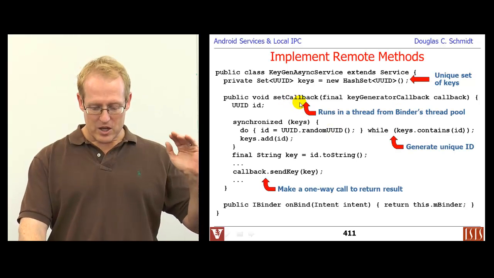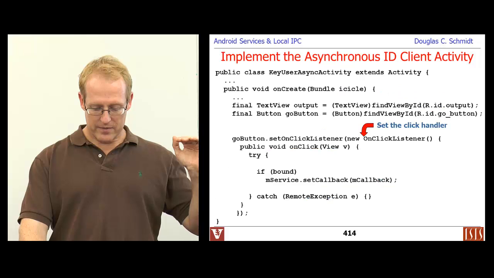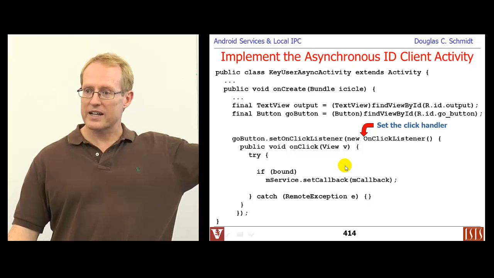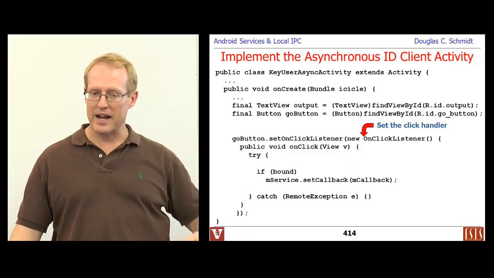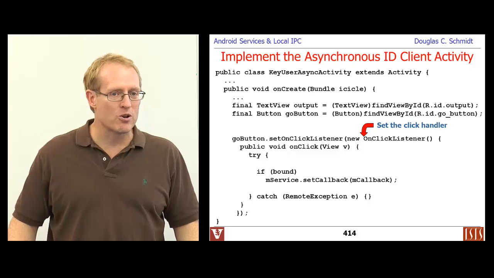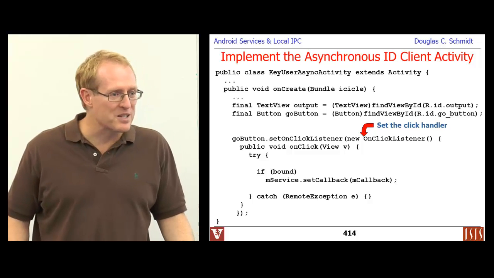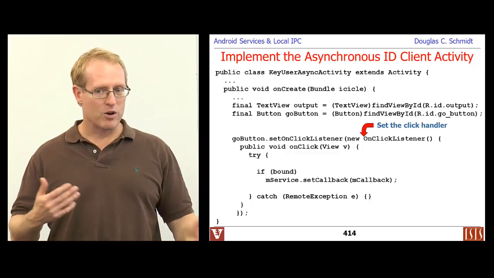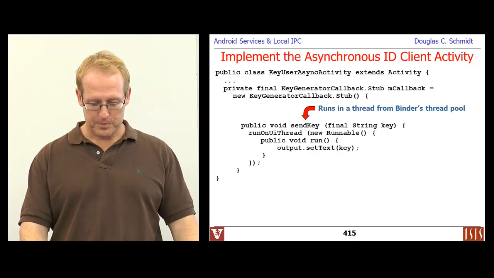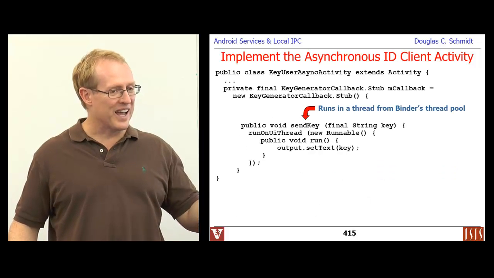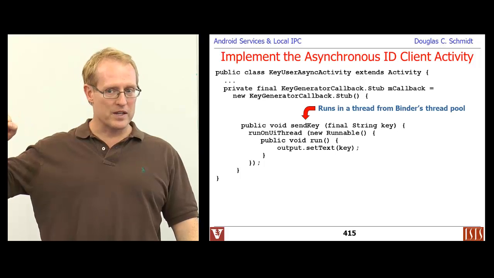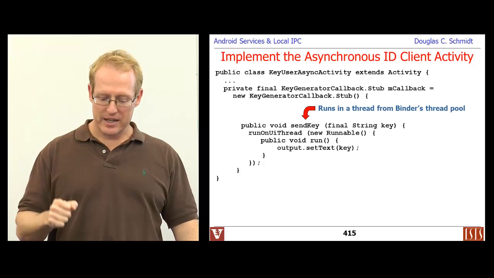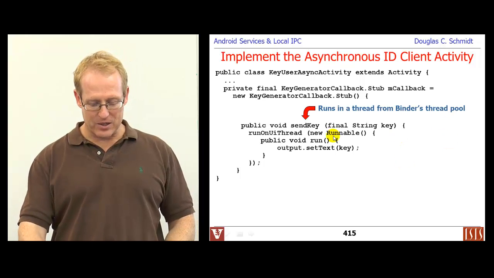So that'll take place. Notice that when set callback is called, it goes on its merry way. It doesn't block. It doesn't stick around waiting for the call. It just comes right back. The GUI, the user activity, is responsive to any other things that may want to take place at that point. We're not waiting. We're not blocked. We're not synchronously in a request response lockstep mode. And then at some point along the way, when the server service side calls send key on the callback object, that will end up causing this guy to get called back.